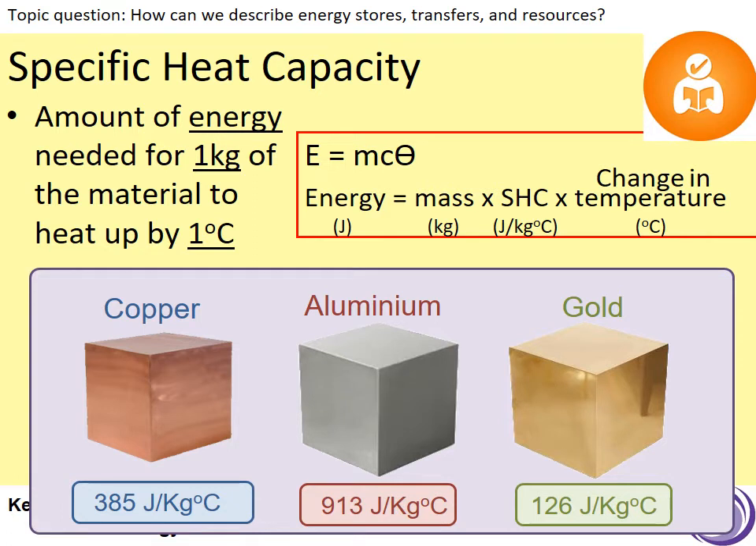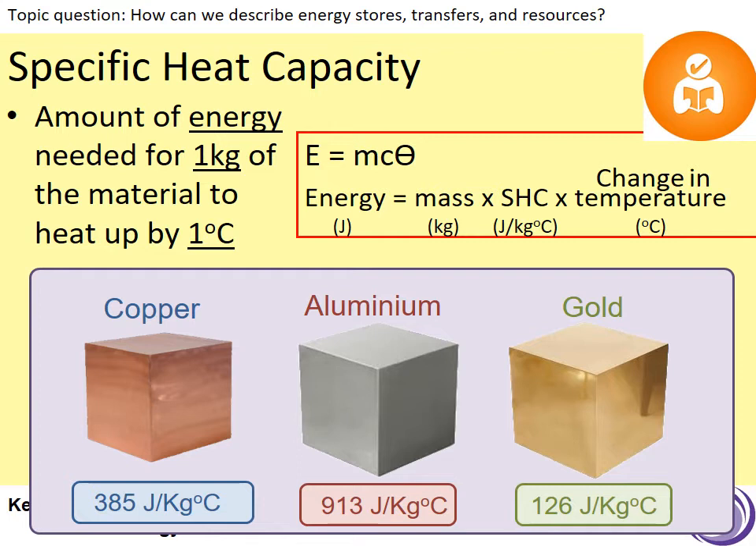Every different type of material will have a different type of specific heat capacity. It will have a different amount of energy that it needs in order to heat up by 1 degree C. So at the bottom you've got 3 examples. You've got copper, aluminium and gold. And you can see from the values that they have different specific heat capacities. The units kind of link into it as well.